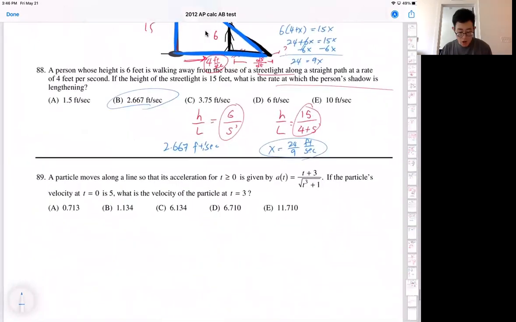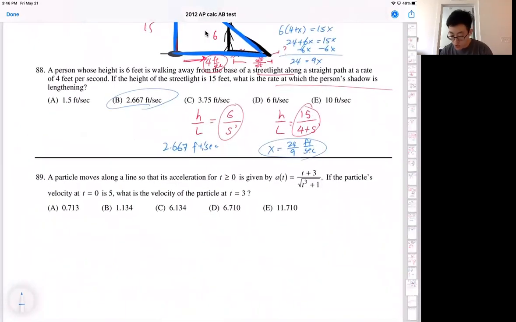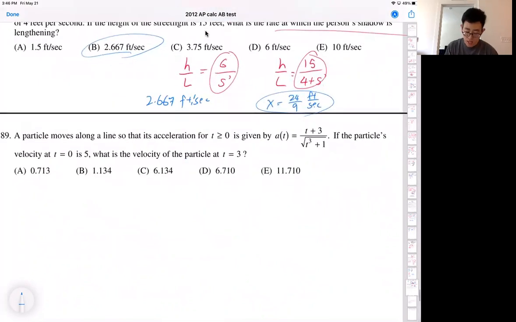All right, 89. A particle moves along a line so that its acceleration is given. If the particle's velocity at t equal to 0 is 5, then what is the velocity of the particle at t equal to 3? All right, so if I want to find the velocity, and I'm given acceleration, I need to integrate acceleration, because integrating acceleration will give me velocity.